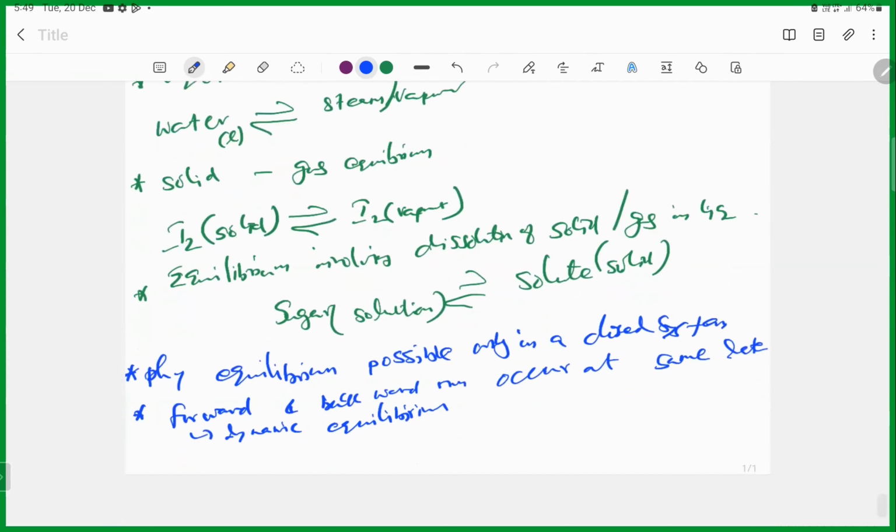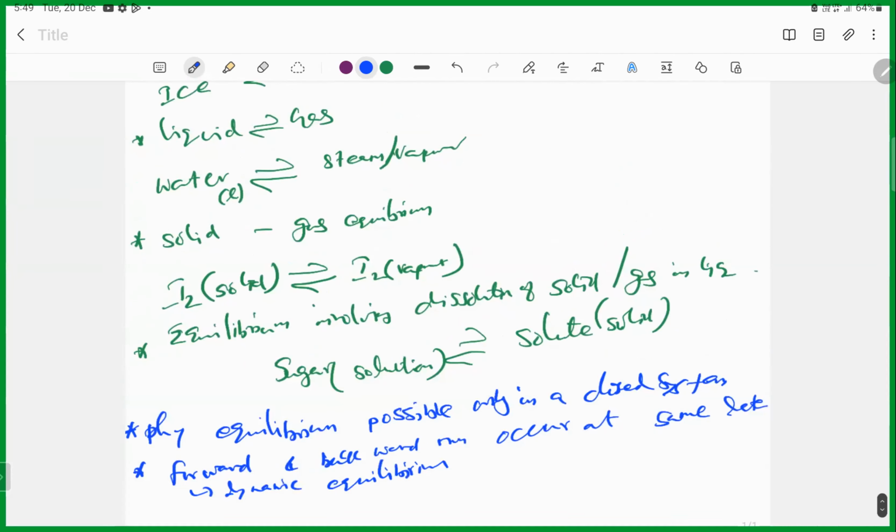When equilibrium is attained for a physical process, it can be characterized by a constant value of one of the parameters at a given temperature. Then it is called physical equilibrium. And then we come to one more equilibrium, that is chemical equilibrium.